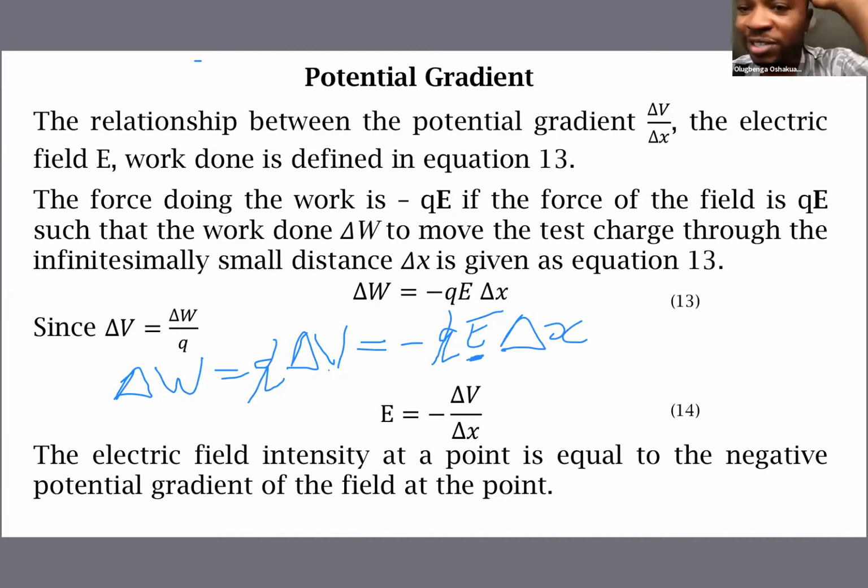So the electric field intensity at a point is equal to the negative potential gradient of the field at that point. The electric field intensity at a point is equal to the negative potential gradient. The delta V over delta X we have here is the potential gradient. So we can see directly that the electric field intensity is just like the negative of the potential gradient. So what we have here is just equation 14 in English.